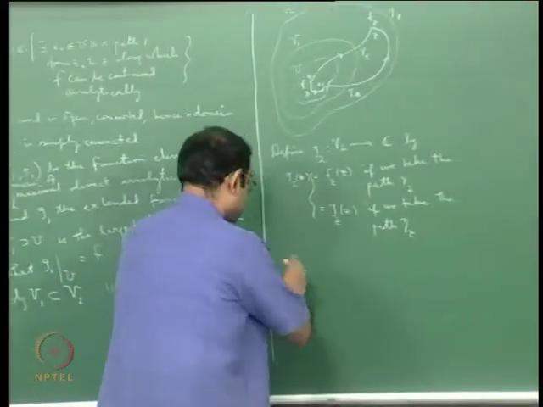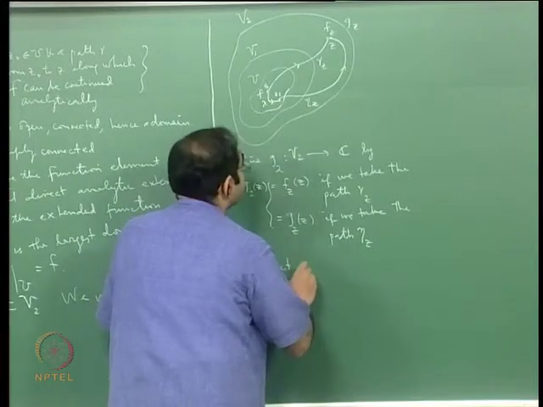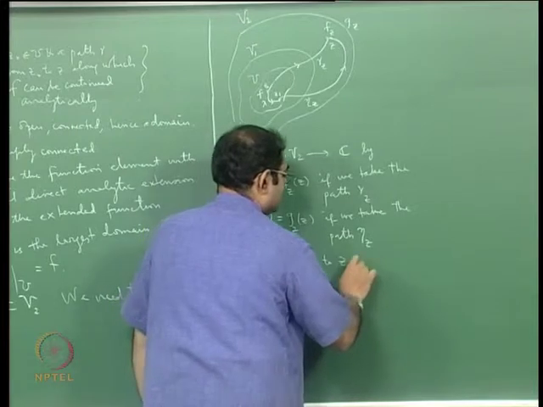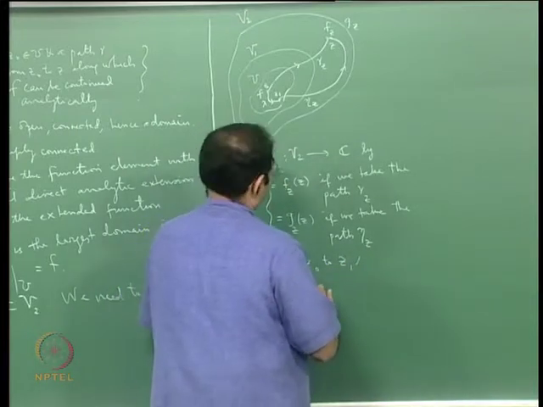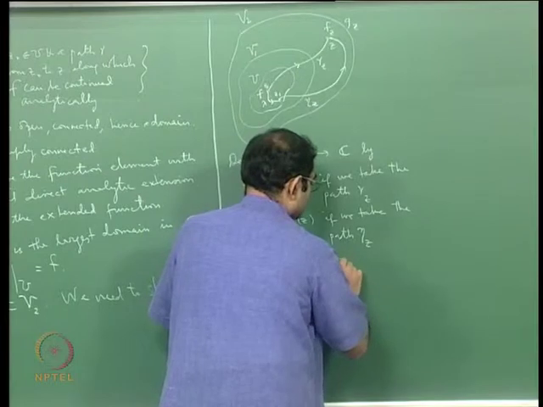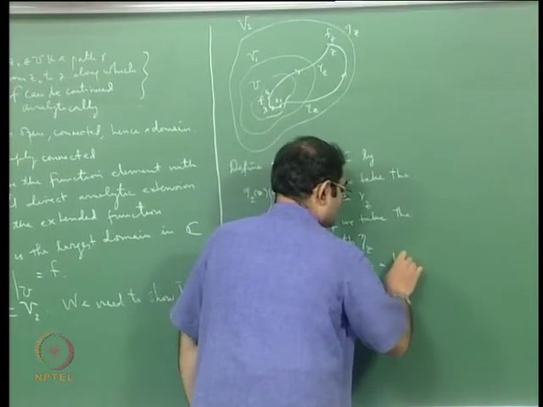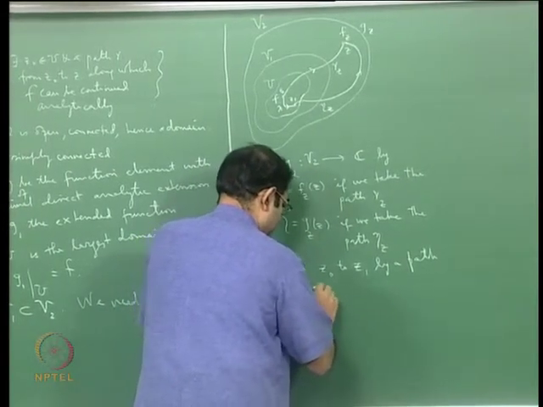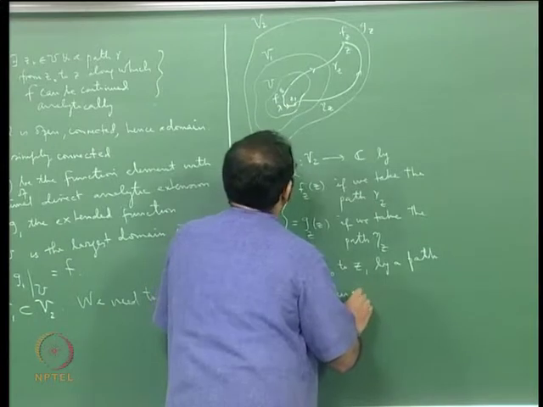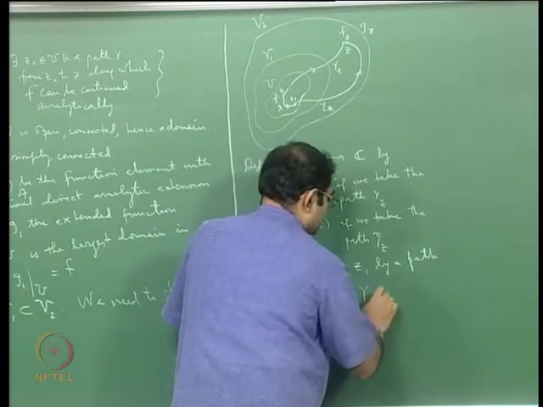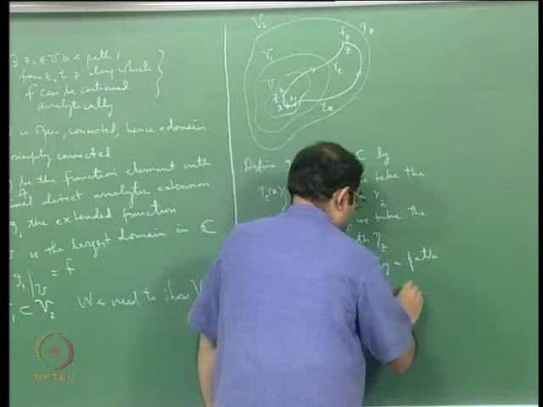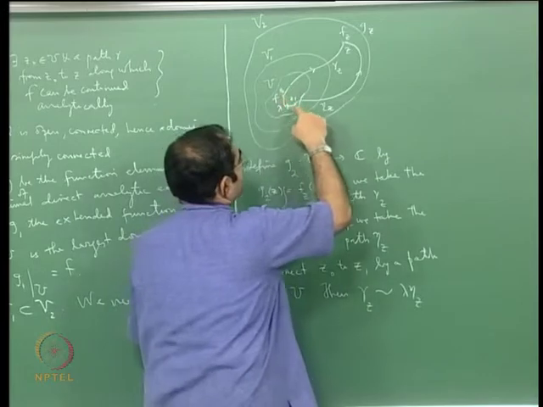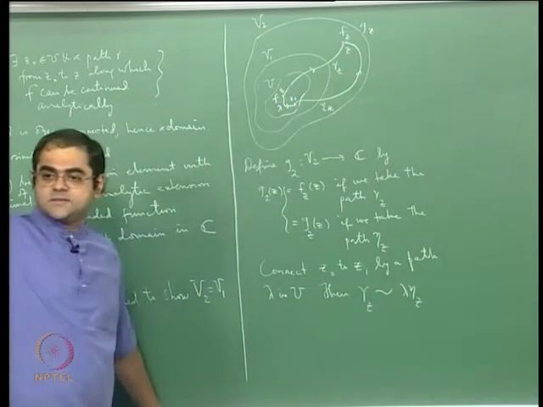Okay, so let me write this. Connect z0 to z1 by a path lambda in U, then gamma sub z is homotopic to lambda eta sub z. By lambda eta sub z I mean lambda followed by eta sub z, the concatenation of two paths to give a new path.